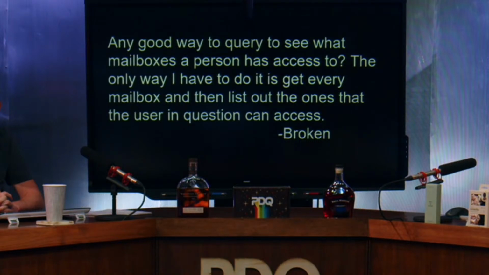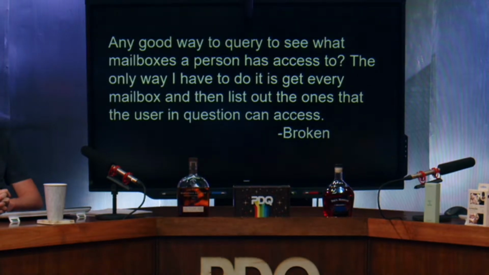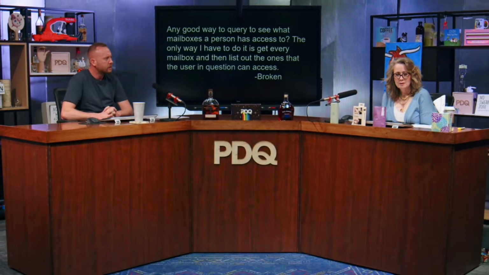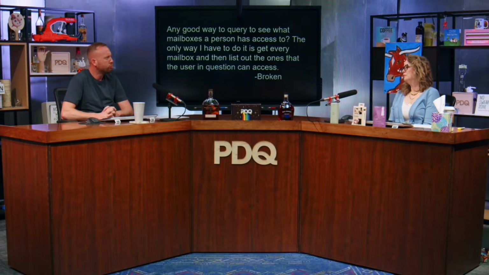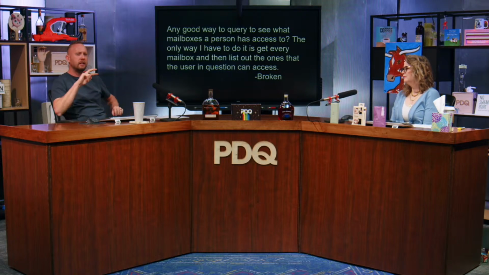Hey, y'all, any good way to query to see what mailboxes a person has access to? The only way I have to do it is get every mailbox and then list out the ones that the user in question can access. Sincerely, Broken. So that delegate access, that one we did earlier, is he talking about delegate access? Well, I think you're turning that one on its head. Okay.